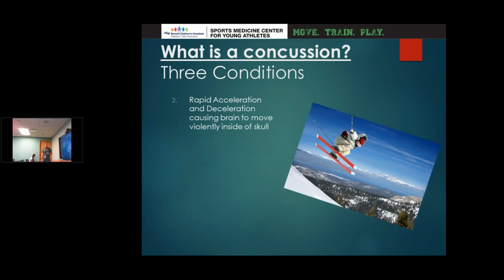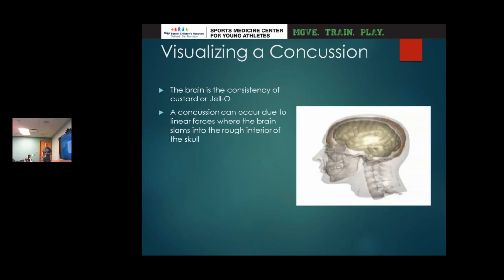So the next step is that the blow to the head must cause a rapid acceleration and deceleration, causing the brain to move violently inside of your skull. Your brain is the consistency of custard or jello. This animation shows the brain sitting inside, and your brain sits loosely inside of your skull. When it rapidly accelerates and decelerates, your head moves and then your brain follows. So what's causing the concussion is that your brain is actually moving around inside of your skull, surrounded by that fluid.